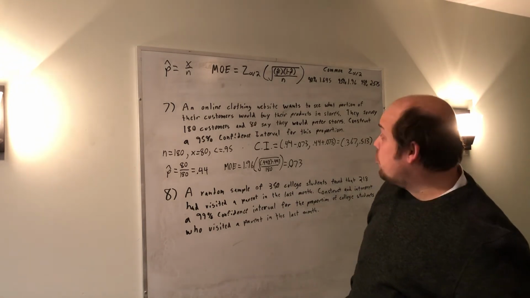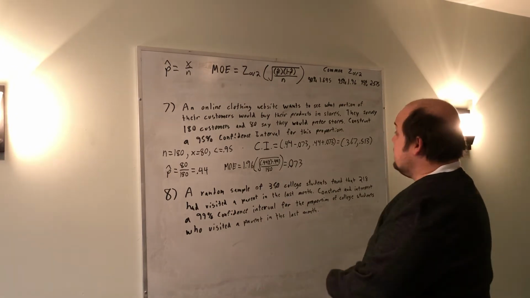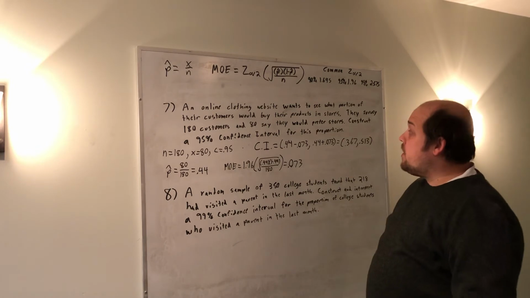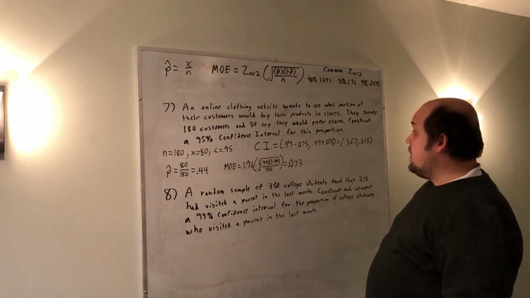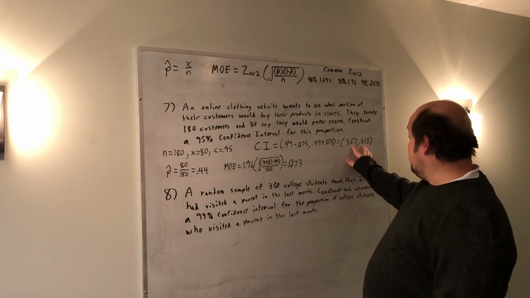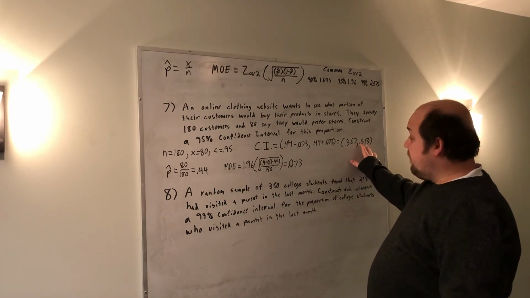So the way I would interpret this confidence interval is I'm 95% sure the true proportion of customers of this online clothing website that would prefer to buy the same products in stores is between 36.7% of customers and 51.3% of customers.